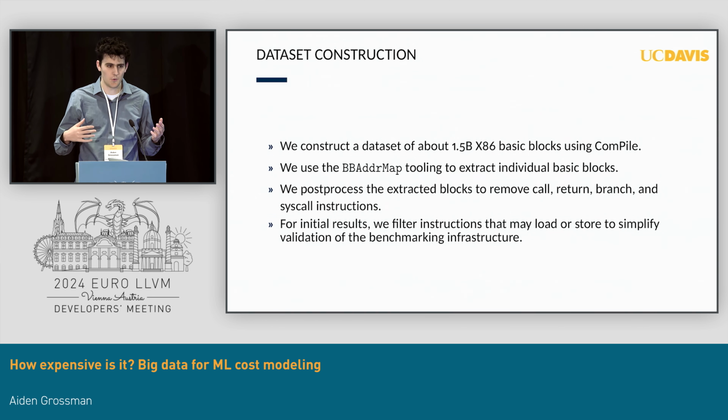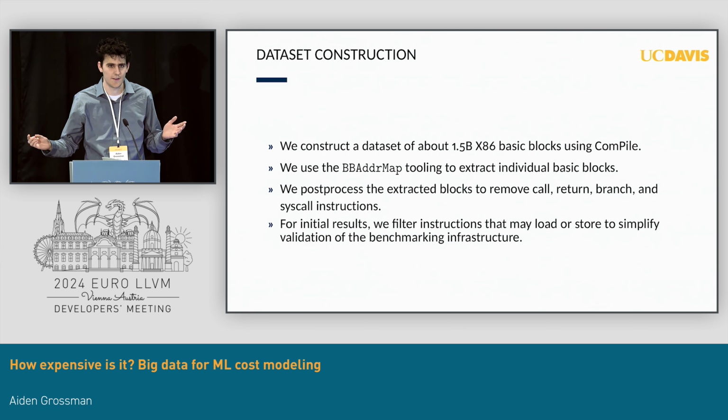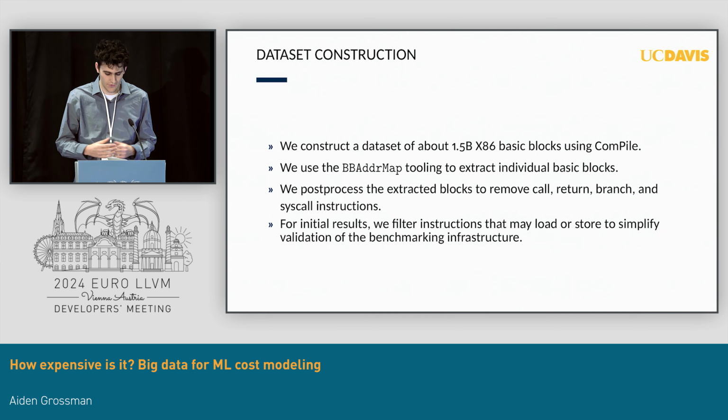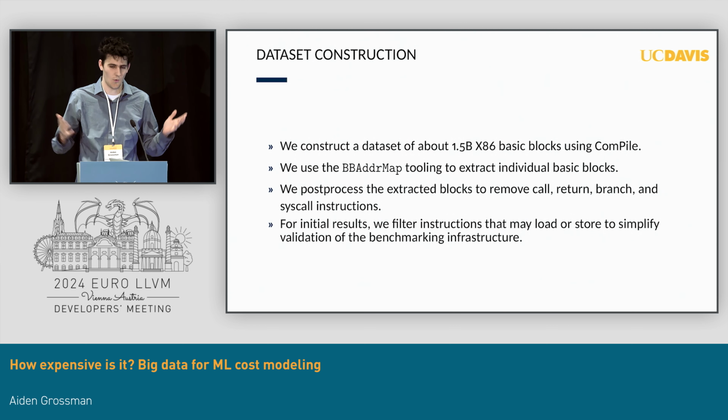For the data, when you want to train a learned cost model to take in snippets of code and spit out some performance numbers, in this case the inverse throughput of a basic block, you need a data set to be able to do that. Since we're at the basic block granularity, we construct a data set of a lot of basic blocks, in this case about 1.5 billion.